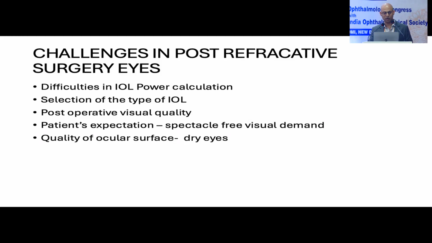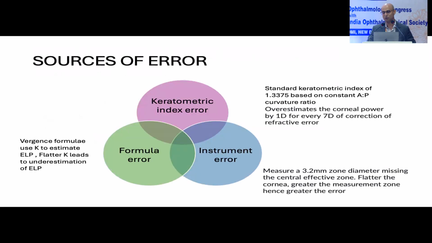Post-operative visual acuity is again a very important thing in these cases because they are post-refractive. They are used to unaided good vision and they expect the same thing after the cataract surgery, and if you give them anything lesser, they'll feel that you didn't do as good a job as the first LASIK surgeon, and they will always be unhappy, how much ever you may tell them. And of course, these eyes are always prone to surface problems and dry eyes, and you have to deal with that as well. So what are the sources of error?